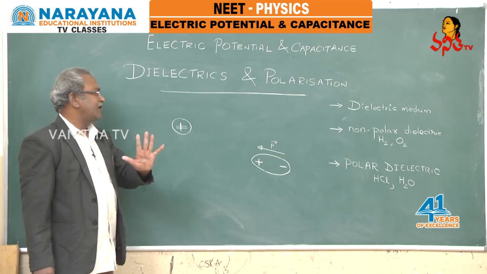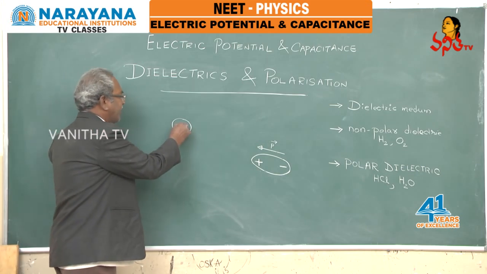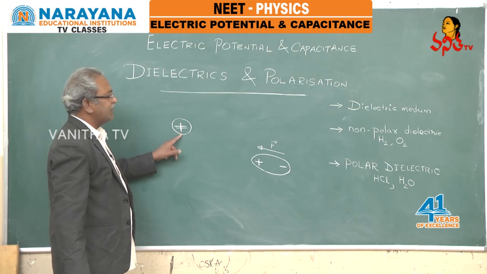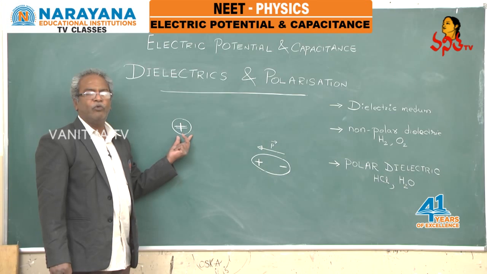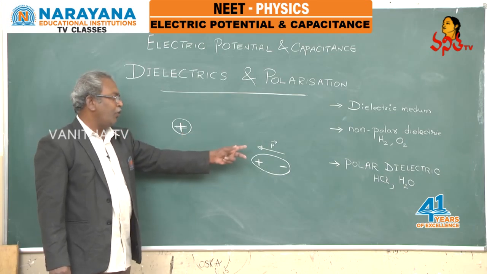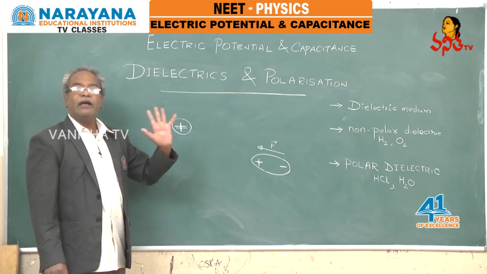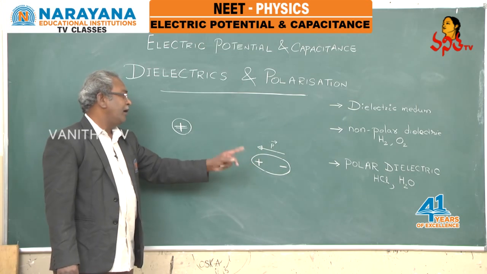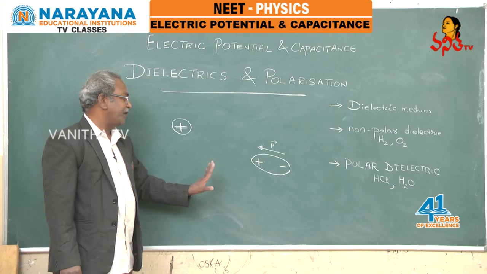Therefore, there are two types of dielectric media here. In a non-polar dielectric medium, positive and negative charge concentrations coincide exactly, with no intrinsic electric dipole moment. But in a polar dielectric medium, there will be a readily available intrinsic dipole moment from negative charge concentration to positive charge concentration.